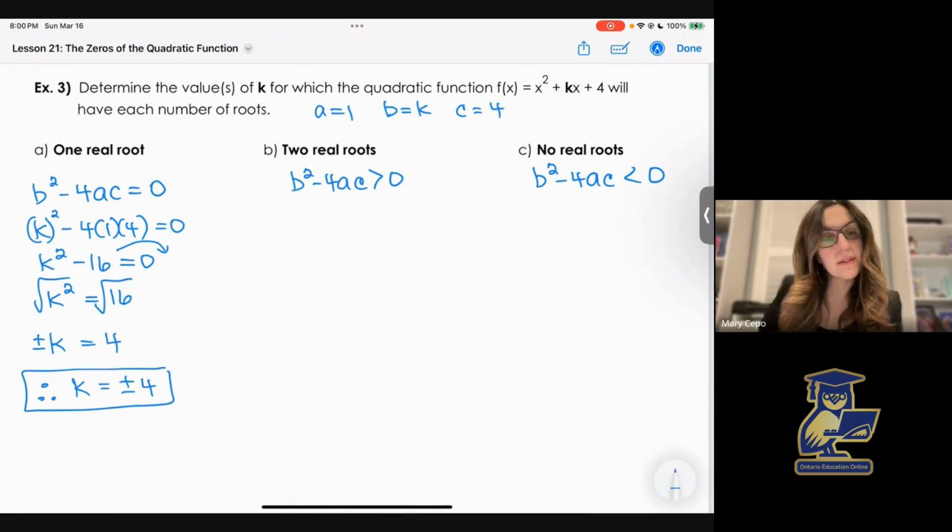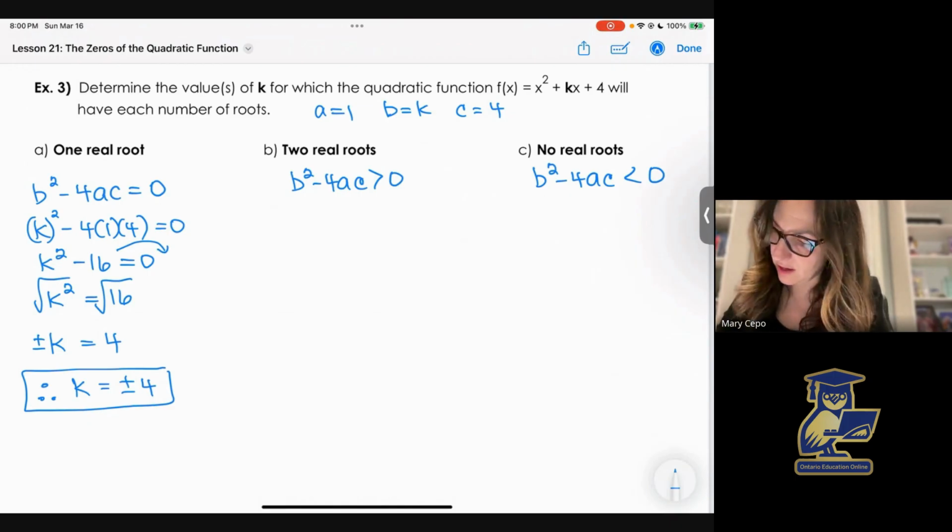Okay, so if k is equal to positive 4 or if k is equal to negative 4, we will have one real root. Now, following that, the discriminant has to be greater than 0 for two real roots. What values of k will make this particular function have two real roots?